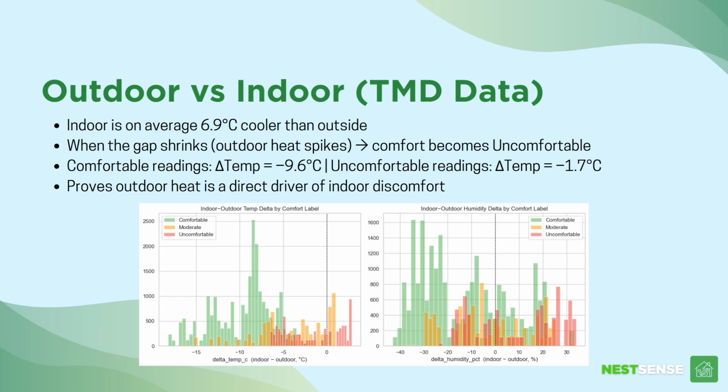Outdoor versus indoor. The indoor is on average 6.9 degrees Celsius cooler than outside. When the gap shrinks, outdoor heat spikes, so comfort becomes uncomfortable. Comfortable readings have a delta temperature of about minus 9.6 degrees Celsius. Uncomfortable readings have a delta temperature of about minus 1.7. This proves outdoor heat is a direct driver of indoor discomfort.